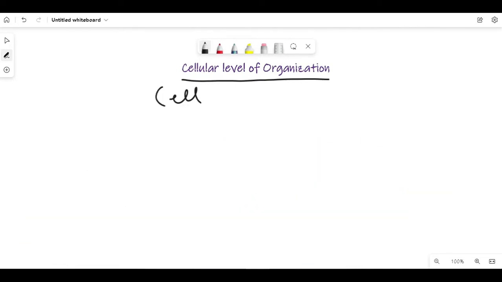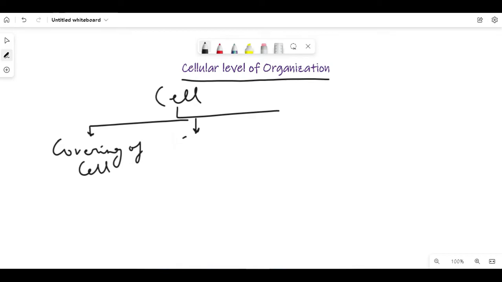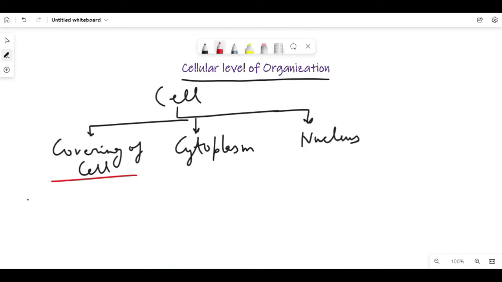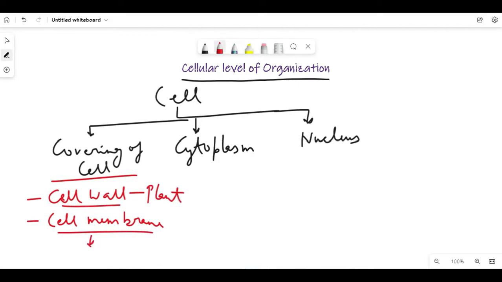Then cell is divided into various major parts. First one is covering of cell, second one is cytoplasm, and third one is nucleus. First, covering of cell. In covering of cell, first comes cell wall and second cell membrane. This cell wall is of plant cell and cell membrane is of plant and animal cell.